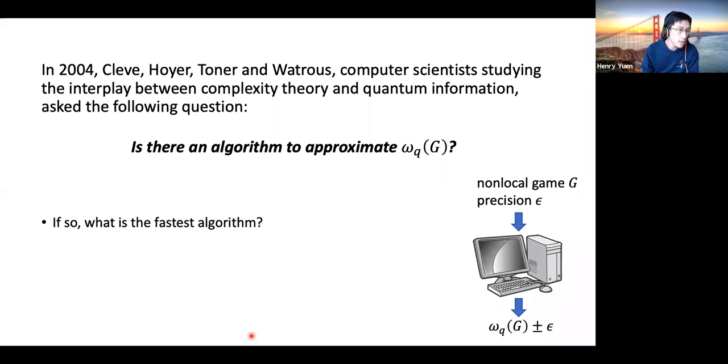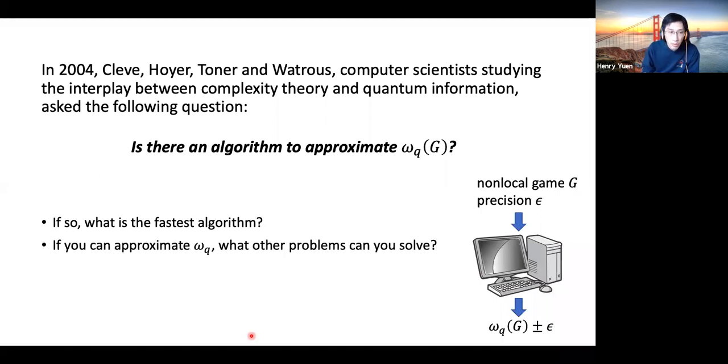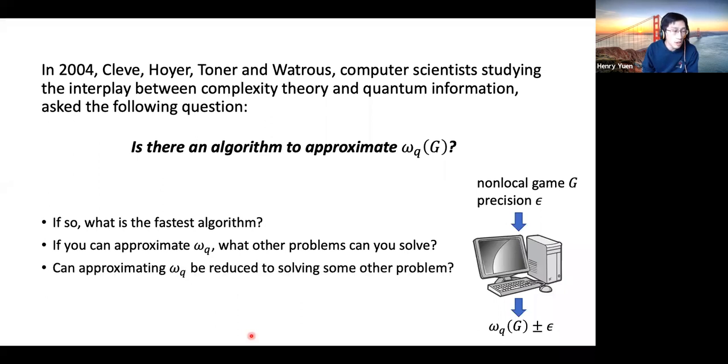if there's an algorithm, what is the fastest one? If you could approximate this omega q, what other problems could you solve? Can this problem of approximating omega q be reduced to solving some other problem? So these are natural computational questions that immediately come to mind when you think about this.